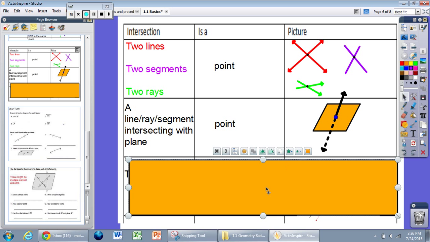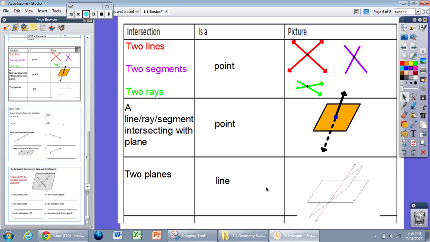And then the last one, this is not one that I'm going to ask you to draw because I can't draw this one either. If we have two planes, they are going to intersect at a line. So I have this plane that's kind of flat and this plane that's kind of slanty, and they are intersecting right here at this red line.